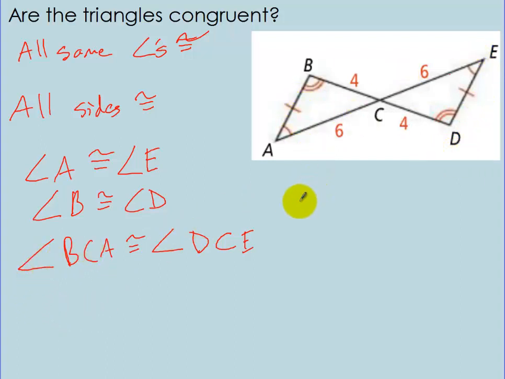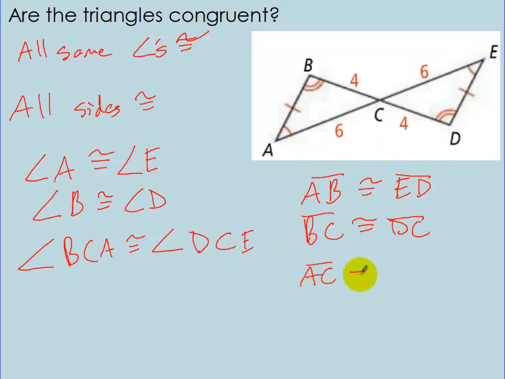We know segment AB and segment ED both have one tick, so we know that AB is congruent with segment ED. And now, what else do we know? Well, see these numbers 4 and 6? BC is length 4 and CD is length 4, so we know those two segments are congruent. So I can say BC is congruent with segment DC. And the same thing with AC and EC, both 6, so I can say AC is congruent with EC.